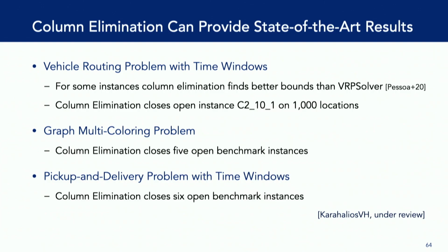These are not easy benchmarks at all. The graph multicoloring problem has been open for at least 10 or 12 years, I think. And so we closed an open instance on 1,000 locations of the VRP with time windows. We closed 5 open benchmark instances for the graph multicoloring problem and 6 open instances for the pickup and delivery problem with time windows. And this is all using the exact same framework. So this is a rather novel result, showing another application of integrating decision diagrams in integer programming through column elimination.